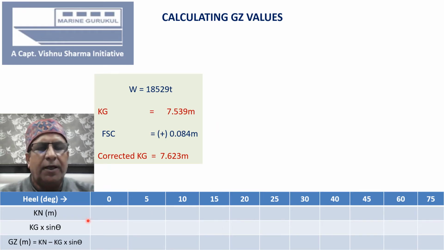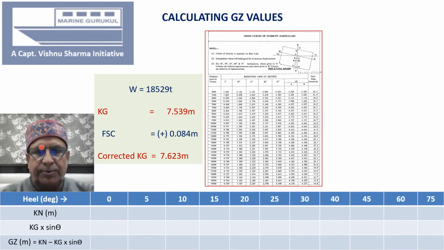Now, then we make a table like this. We have the angle of heel here on top. Then we'll have the Kn coming from the Kn tables. KG sine theta. Theta is the angle of heel, and KG is 7.623. And by subtracting KG sine theta from Kn, we'll be able to get the GZ values.